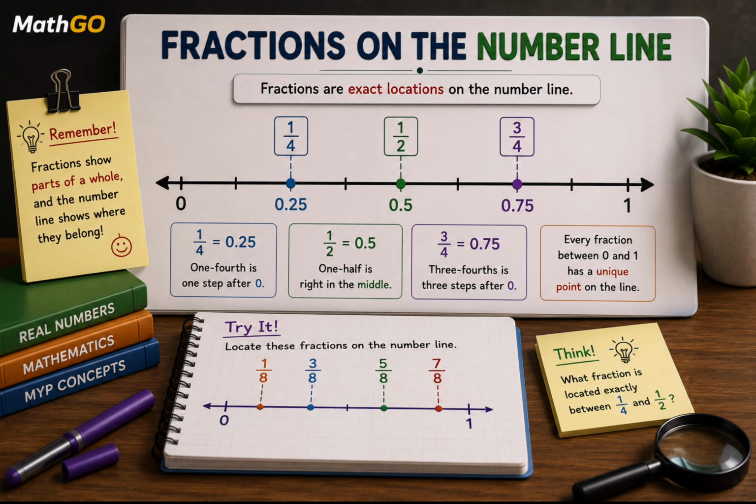Now investigate this. If the interval from 0 to 1 is divided into 8 equal parts, where would 1/8, 3/8, 5/8 and 7/8 be located? Draw it, estimate first, then check. Can you justify your positions?